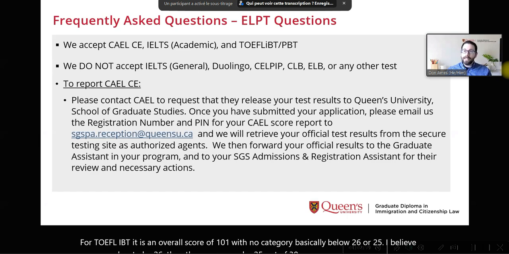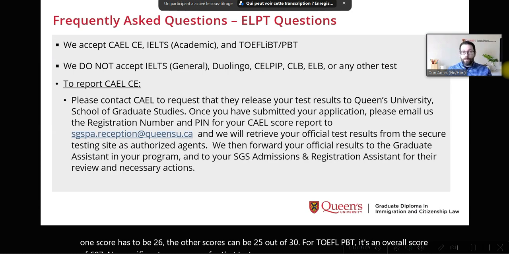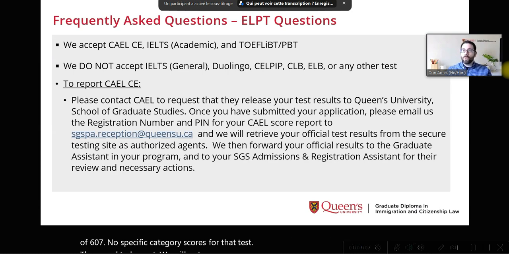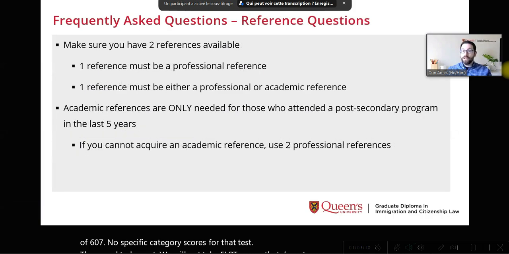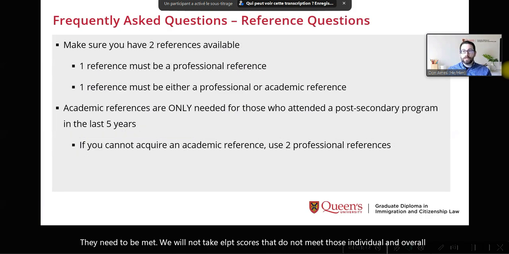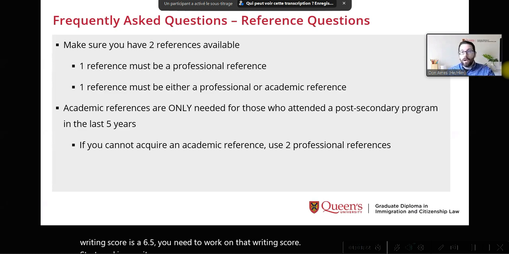For TOEFL PBT, it's an overall score of 607. No specific category scores for that test. They need to be met. We will not take ELPT scores that do not meet those individual and overall score requirements. So if you have a score and you've got 9s and everything, except that writing score is a 6.5, you need to work on that writing score. Start working on it now. Be aware of that requirement.